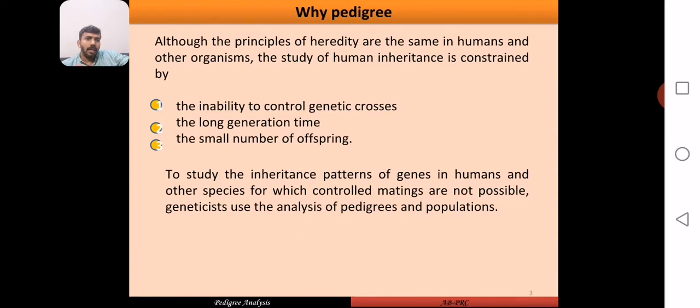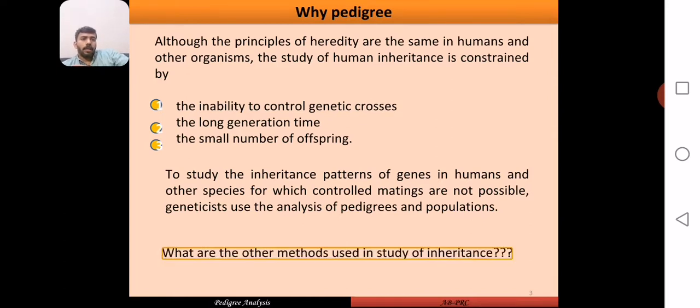So usually we depend on pedigree analysis in humans and other species for which controlled matings are usually not possible, right? Then you can discuss what are the other study tools for study of inheritance.